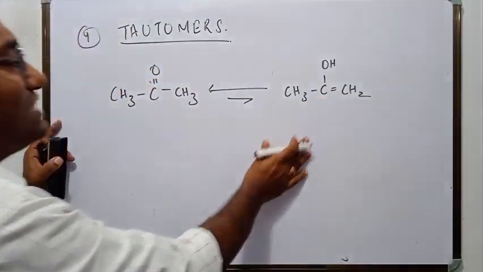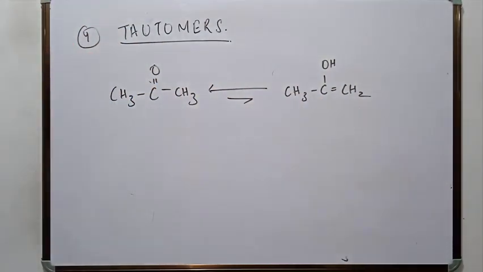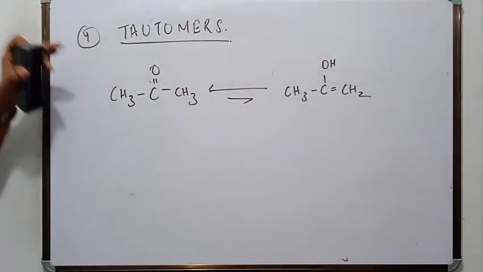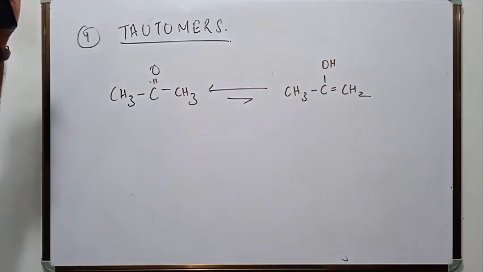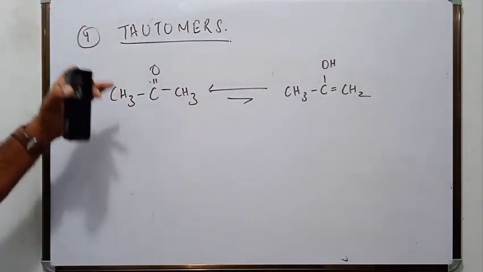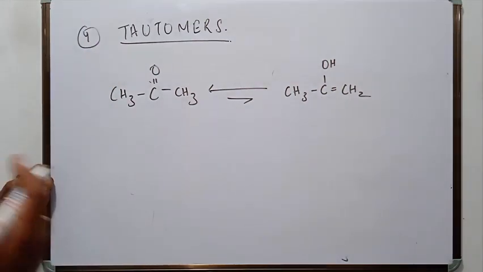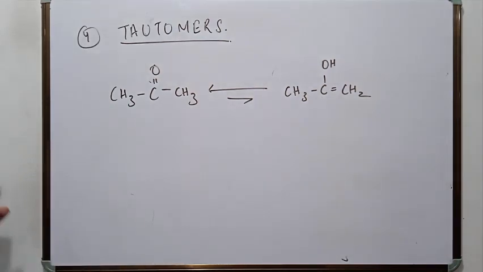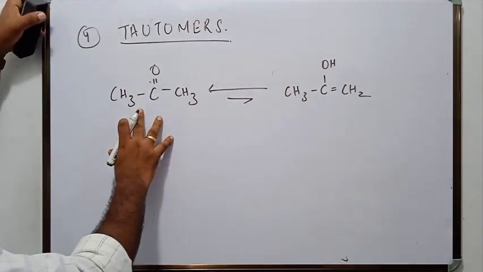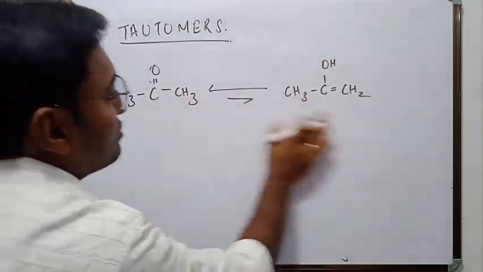So this is keto-enol tautomerism specifically. Tautomerisms are of a lot of types: keto-enol tautomerism, amide-imide tautomerism, amine-imine tautomerism, and lactam-lactim tautomerism. All these types of tautomerisms are there. If you want to know more about tautomerism, please refer to my earlier video where I have discussed tautomerism in detail. So here we are going to see only keto-enol tautomerism. This is the keto group and this is the enol group. Both are actually functional isomers, right?